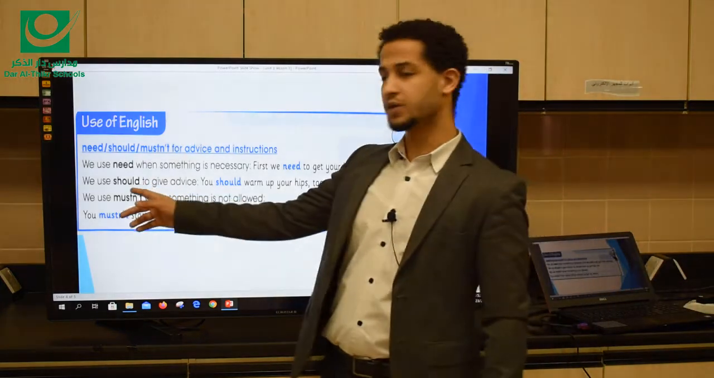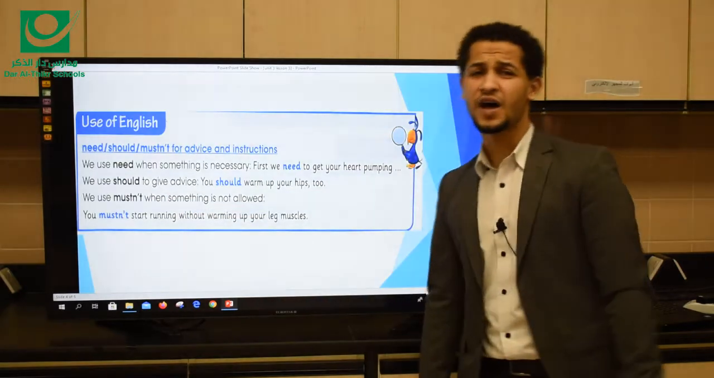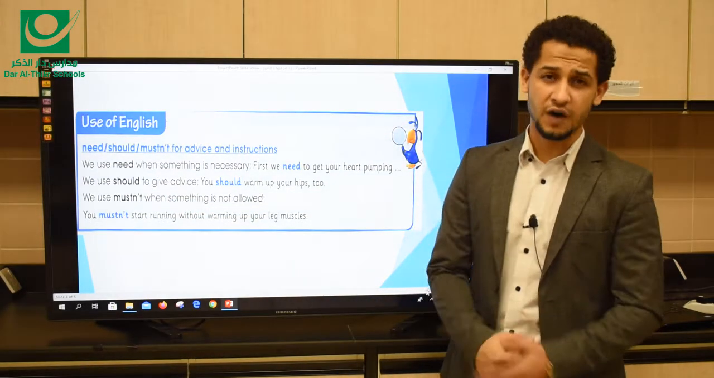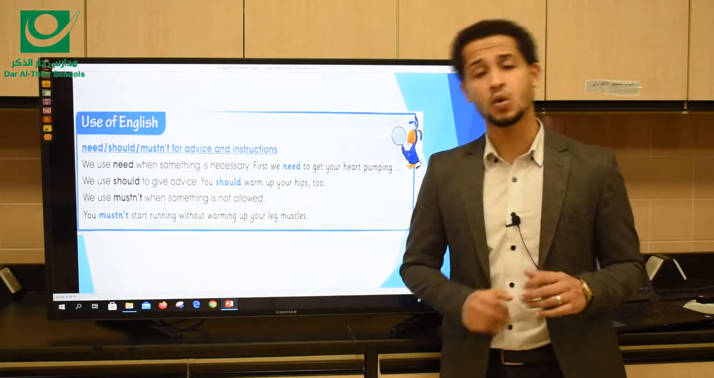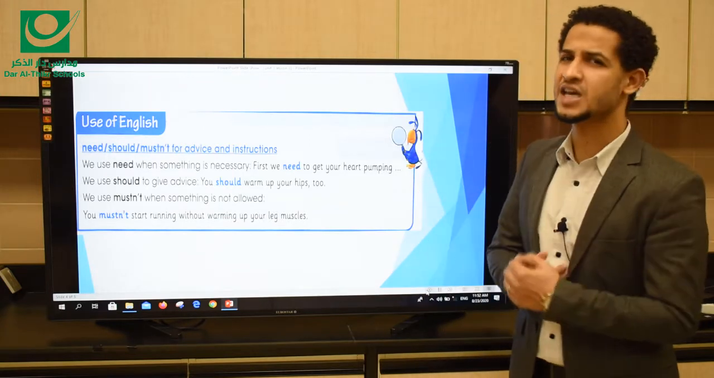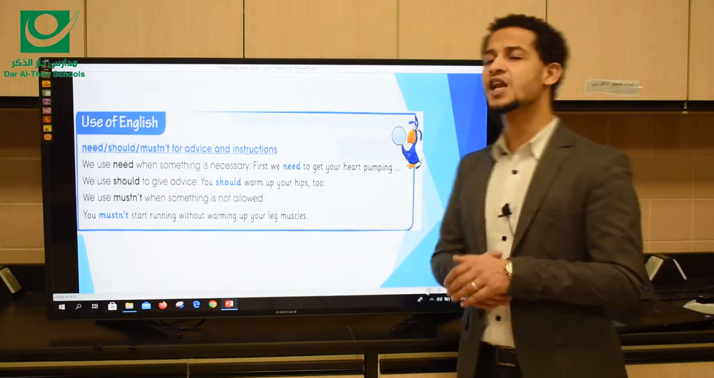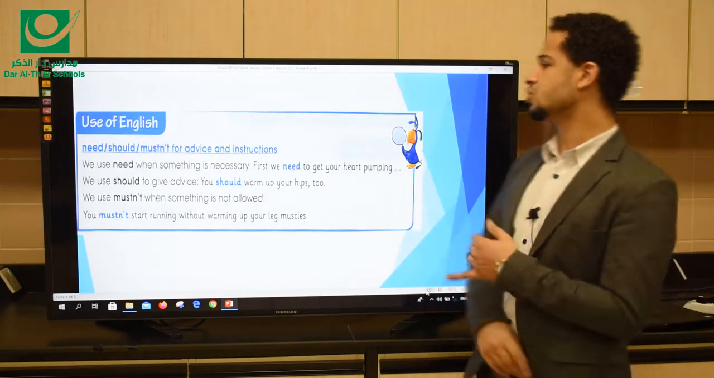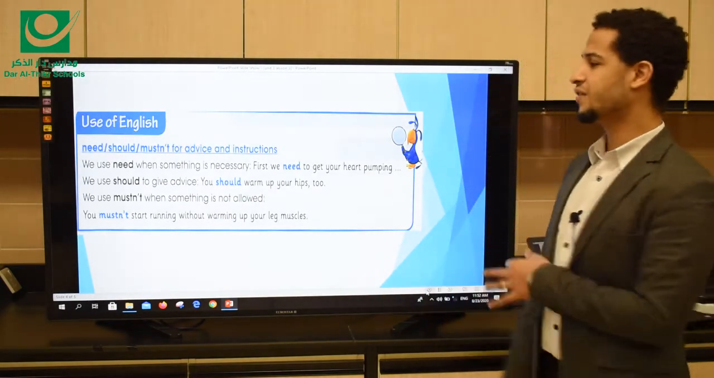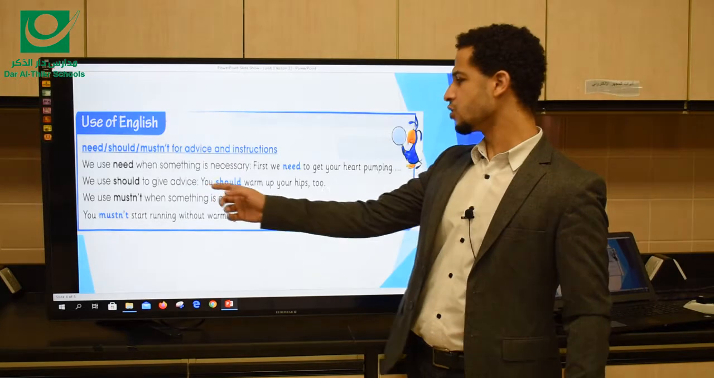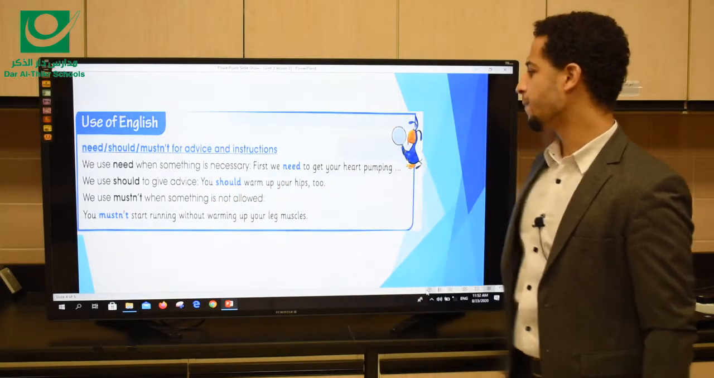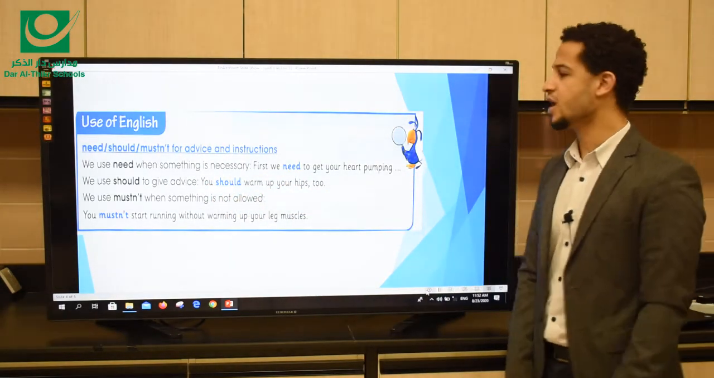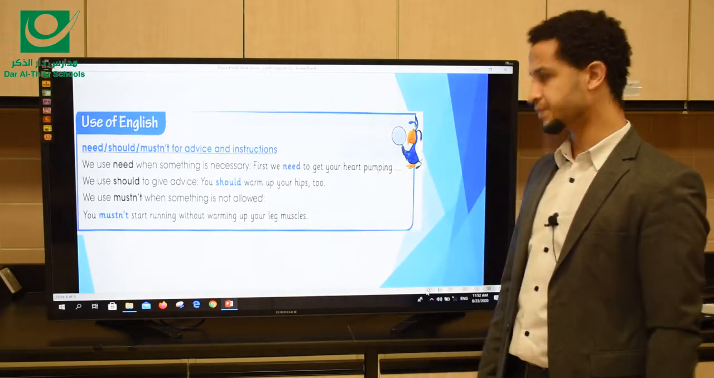As for should, we use should to give advice. And after should, the verb is also infinitive without any additions. We don't add anything to the verb after need to, or after should, or after mustn't. Let's see an example. You should warm up your hips too.